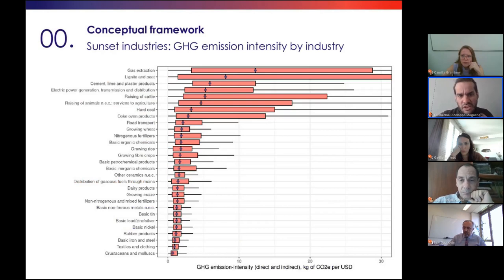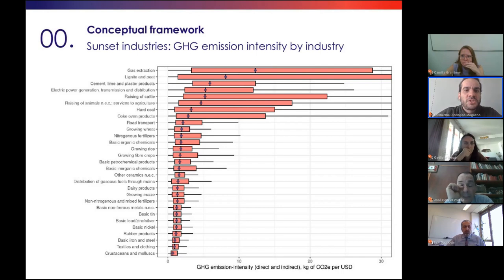For example, here we calculate directly and indirectly this point. It's not exactly a point, but the blue one is showing the median of GHG emissions by industry. So gas extraction, for example, is very emitting. Lignin and peat, cement are very emitting industries. Actually, all these industries that are here are very emitting, because we're talking about 120, and here are only the most emitting ones. But of course gas, cement, electric power generation, electricity, they are the most emitting. And this is the distribution.